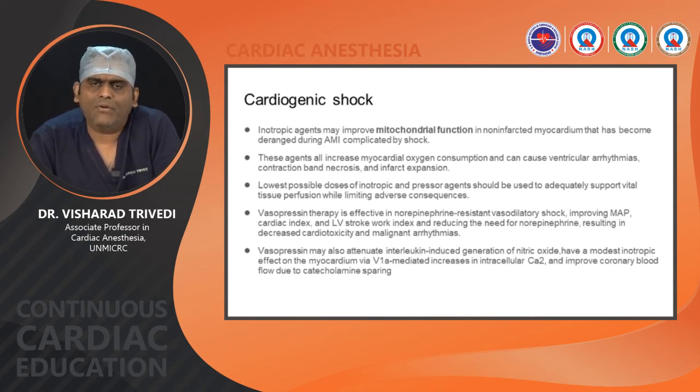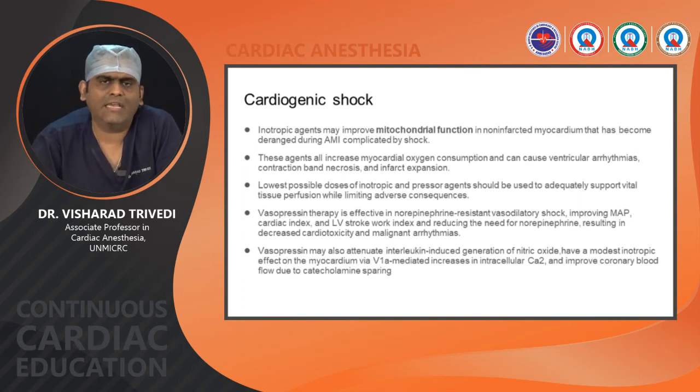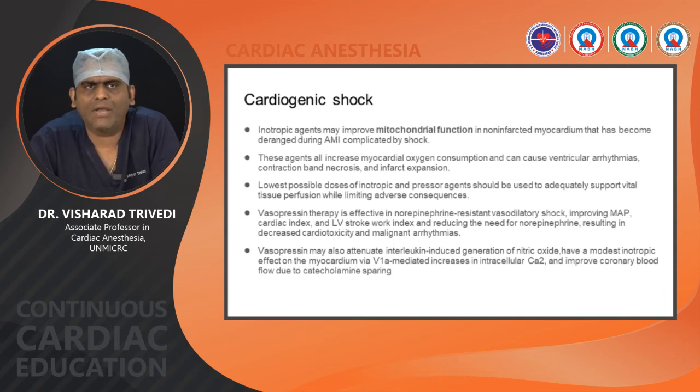It will improve the mitochondrial functions in non-infarcted myocardium that has become deranged during an acute MI shock. These agents increase myocardial oxygen consumption and can cause ventricular arrhythmias as well, contraction band necrosis and infarct expansion. They can also increase the myocardial oxygen demand by increasing chronotropy as well. The lowest possible doses of inotropes and vasopressor agents should be used to adequately support vital tissue perfusion, because all the inotropes at very high doses cause severe vasoconstriction and hamper tissue perfusion. So a low and effective dose should be used.